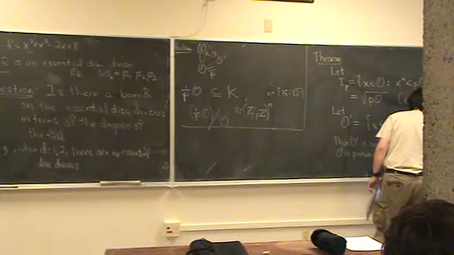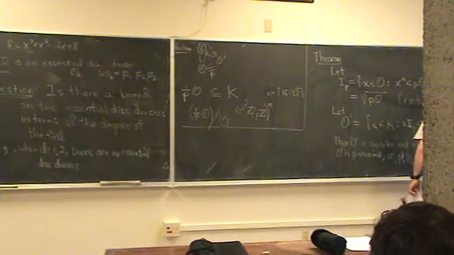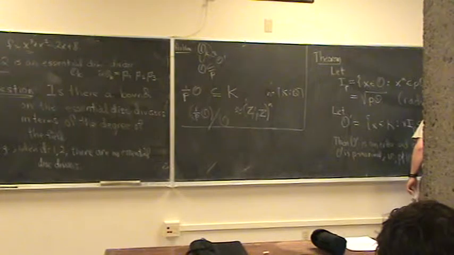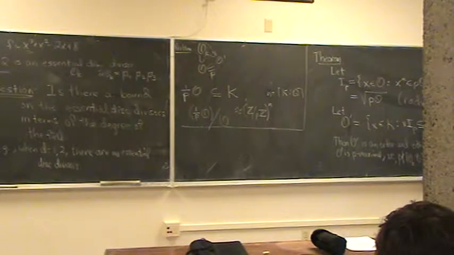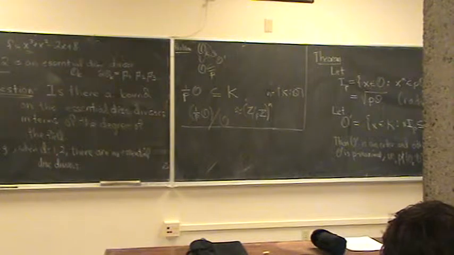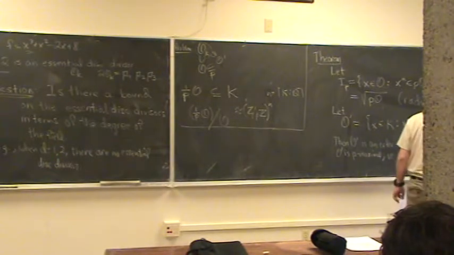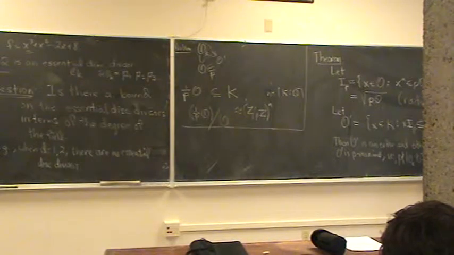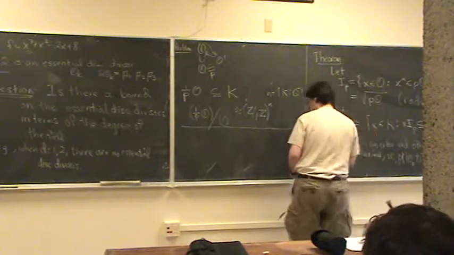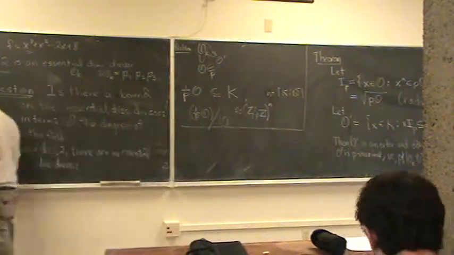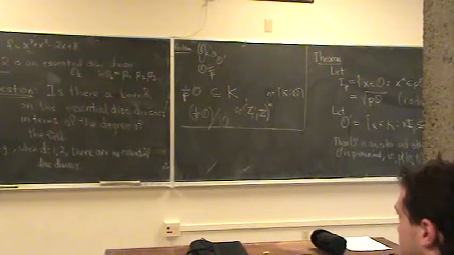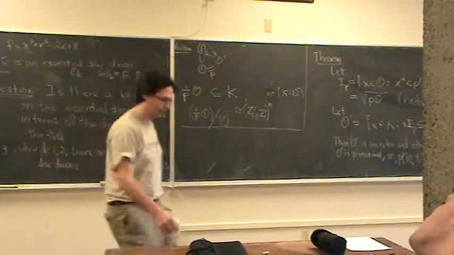Or, if it's not, they're not equal, or O prime properly contains O, and the index is a power of P. Some power of P, let's say P to the J. Okay? So that's the theorem of Poston-Zassenhaus, which takes maybe a half page to prove if you know enough commutative algebra.